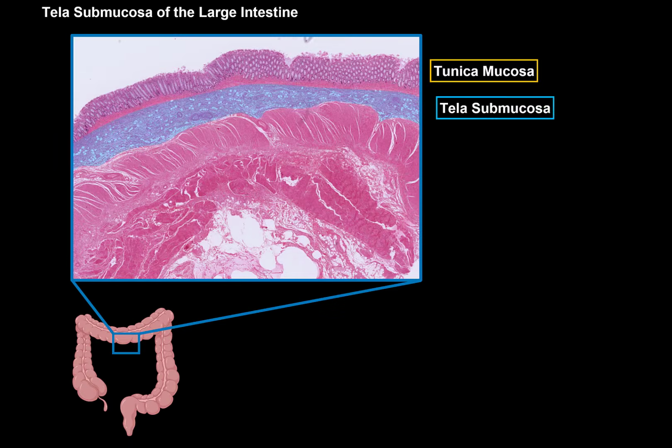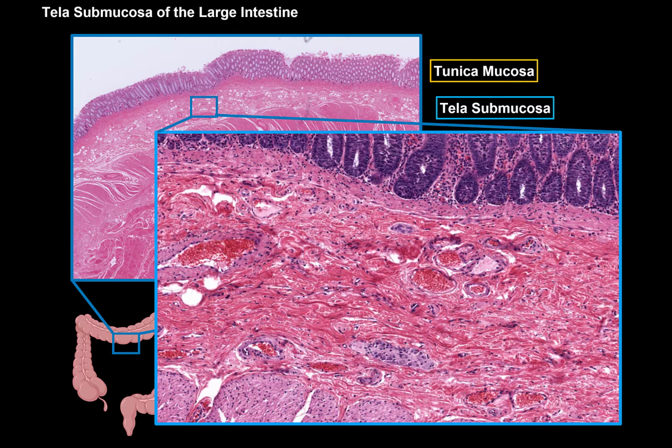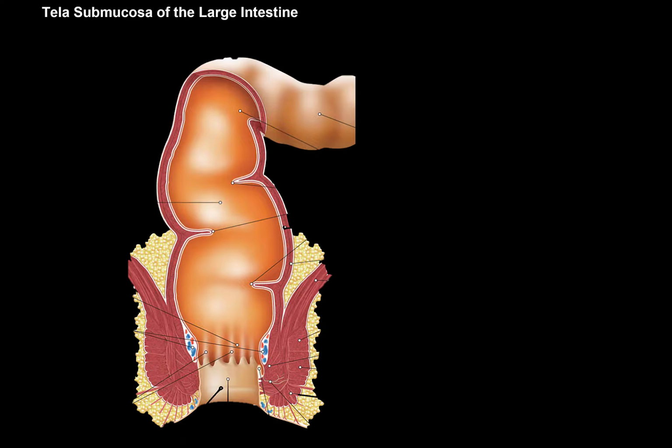Next, we have the tela submucosa. If we take a small section of the tela submucosa, we will see that it contains blood vessels. Here on the right, we see a vein, and here on the left, we see an artery, since arteries are thicker than veins. Arteries are thicker due to their layers. You will find nerves here in the tela submucosa, and a lot of connective tissue. And it's basically the same along the large intestine, except at the anal canal.